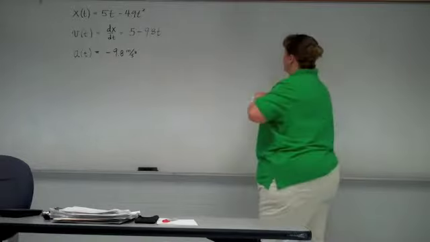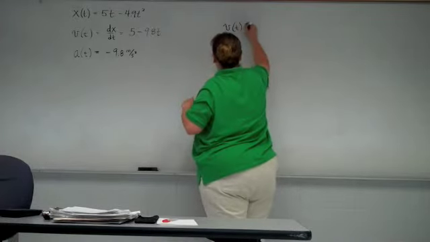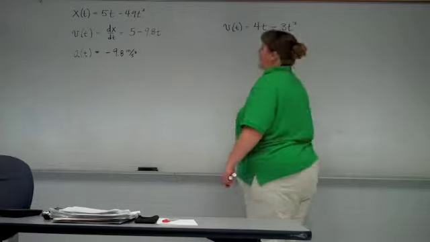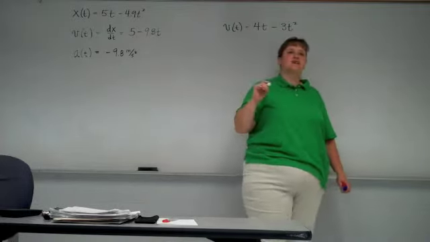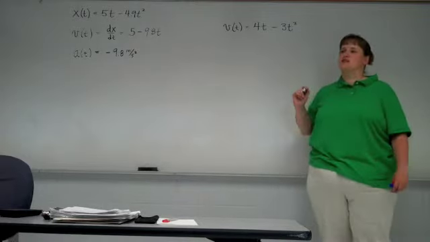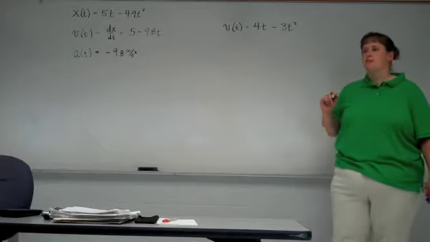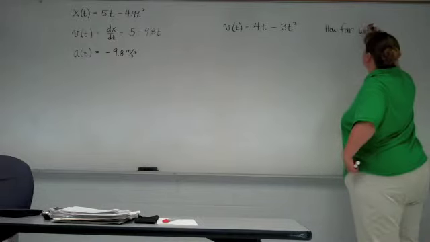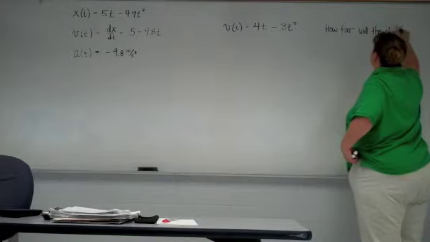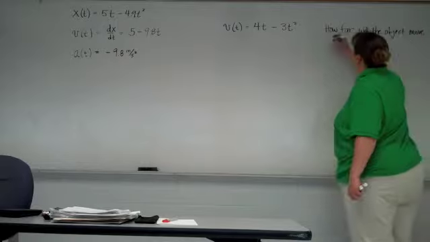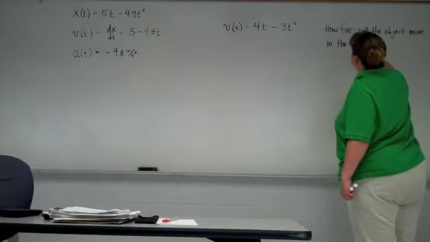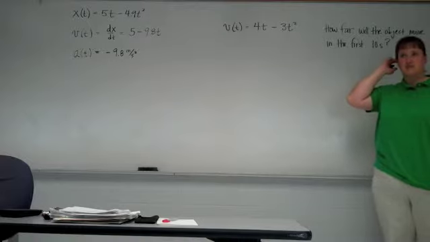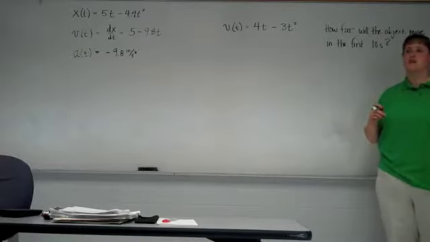What if, just making something up, let's say we have an object that is moving and its velocity can be described by this equation, 4t minus 3t squared. How far will the object move in the first 10 seconds of its motion? So between time equals 0 and time equals 10 seconds, how far will this object move?